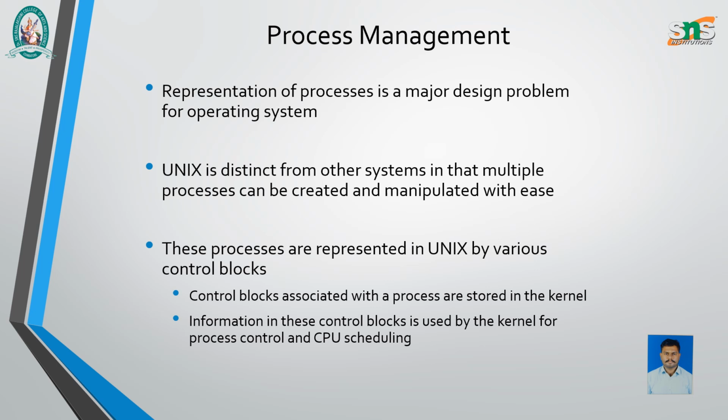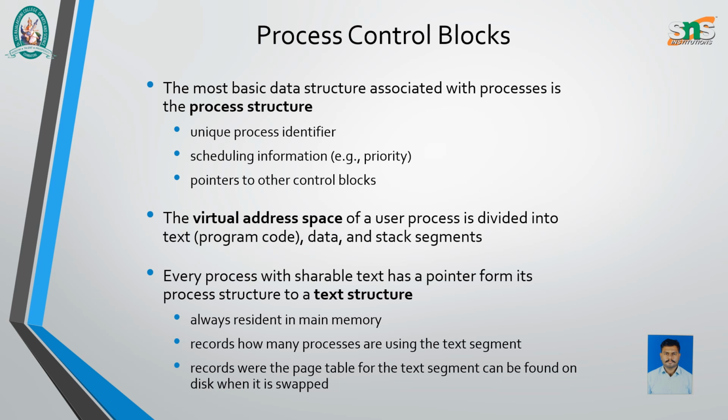and representing a process is a major design problem, and Unix is distinct from the other systems in that multiple processes can be created and manipulated with ease, and control blocks associated with a process are stored in the kernel. Information in these control blocks is used by the kernel for process control and CPU scheduling. The most basic data structure associated with a process is the process structure, with a unique process identifier and pointers to the other control blocks and scheduling information, for example priority.